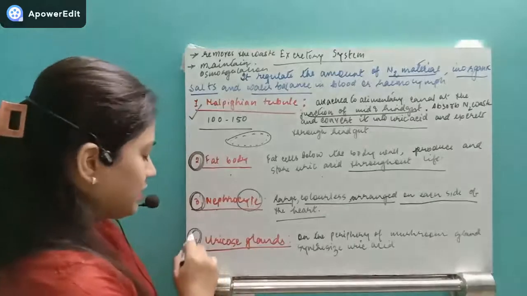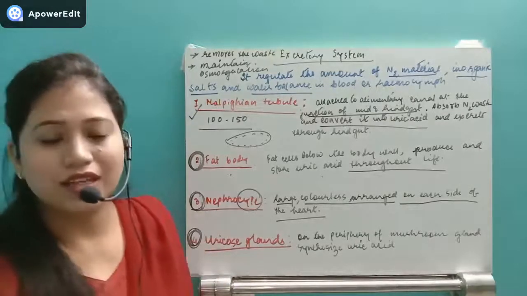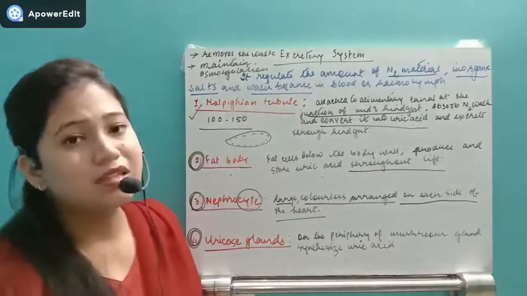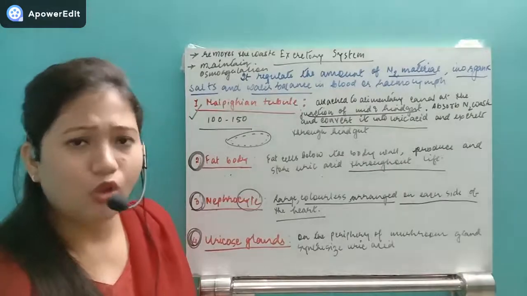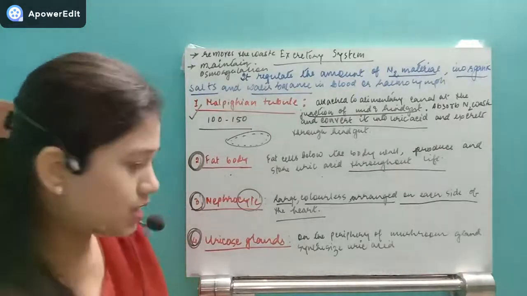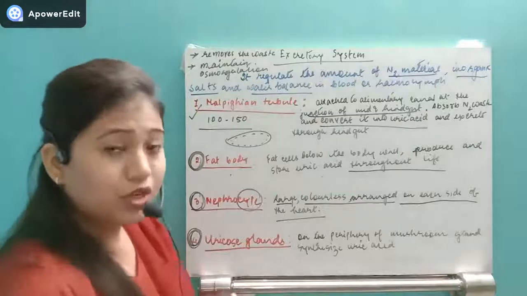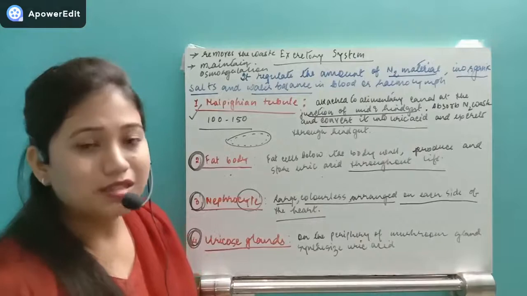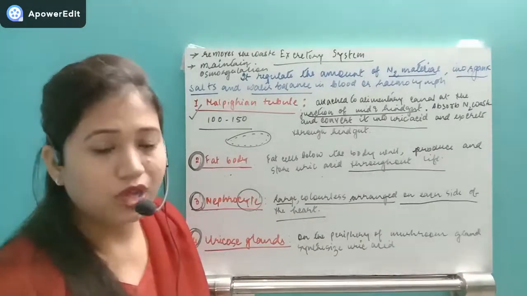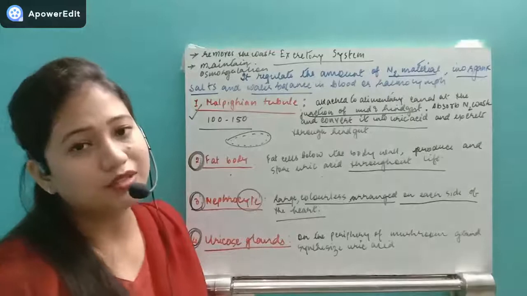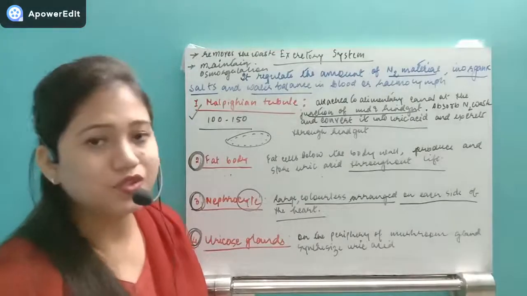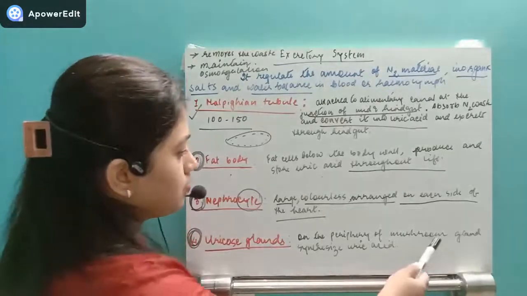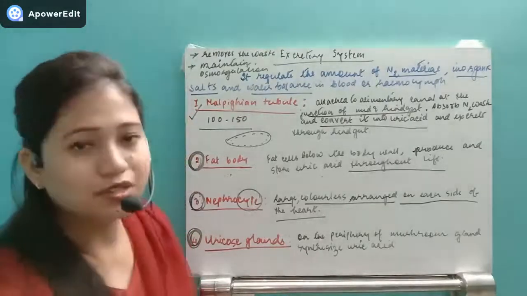Next, the last one, that is the uricose gland. See, uricose gland is not present in all organisms. It is present in some species of the cockroach, and it stores the waste product. It is present just on the sides of the mushroom gland. We have not yet discussed the reproductive system. When we discuss the reproductive system, we will understand what that mushroom gland is. On the periphery of the mushroom gland, it synthesizes the uric acid.